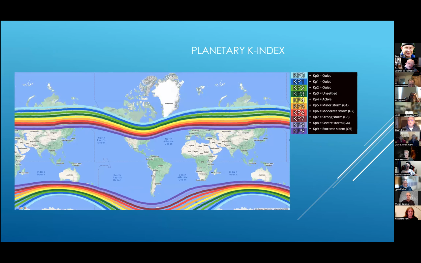And what does that mean? Well, the low Kp factors on the planetary K index mean that the aurora would be at fairly high latitudes, in the north or the south. And as the storm's strength increases, so the Kp values increase, and you can see the aurora further south, as was the case fairly recently over large parts of the US and parts of the UK, where we saw G2, G3 activity.